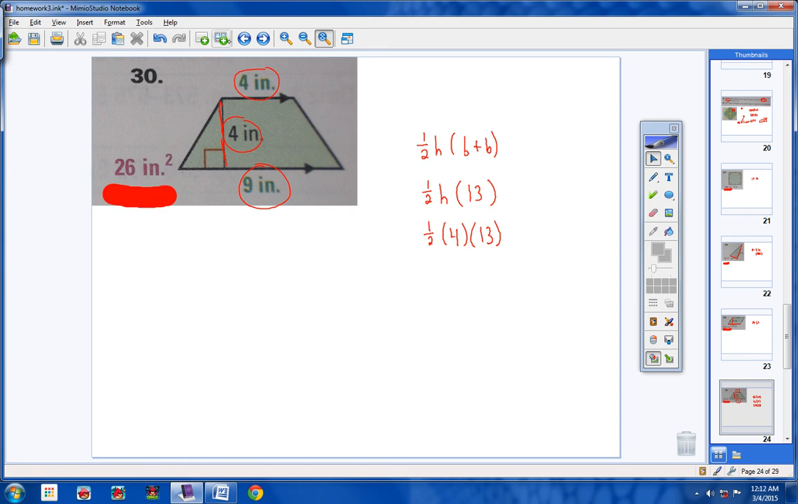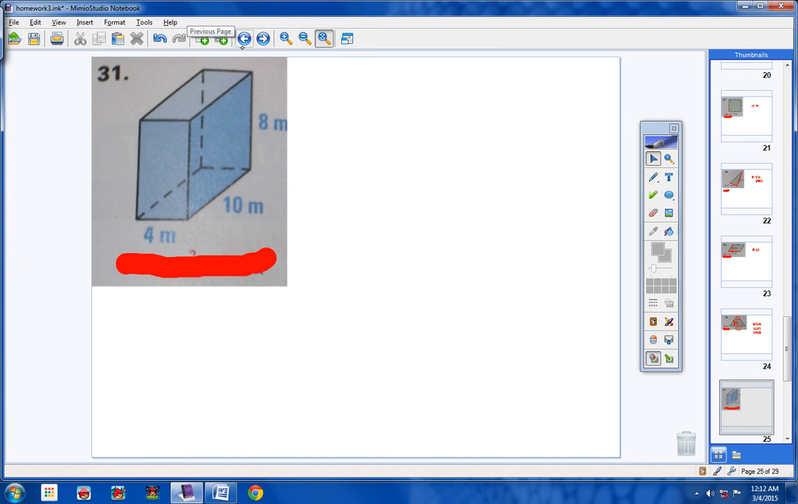Let's move on now to numbers 31 through 34. We're going to find the surface area and volume of the solid. If necessary, we're going to round to the nearest whole number.